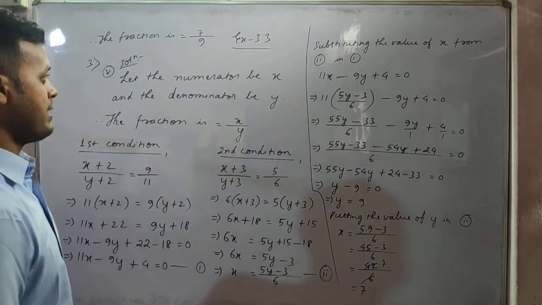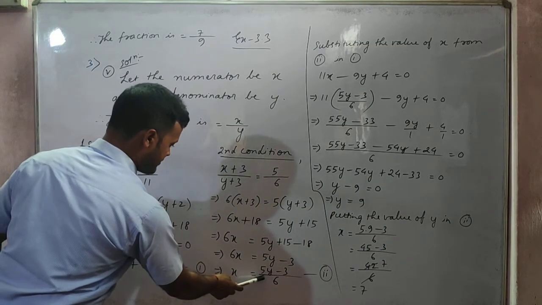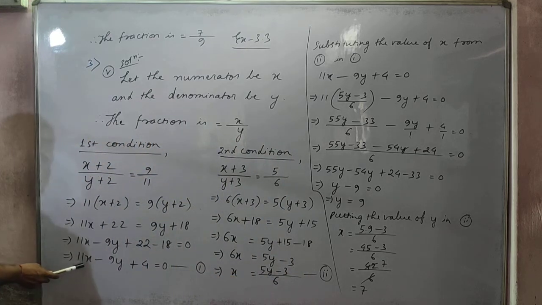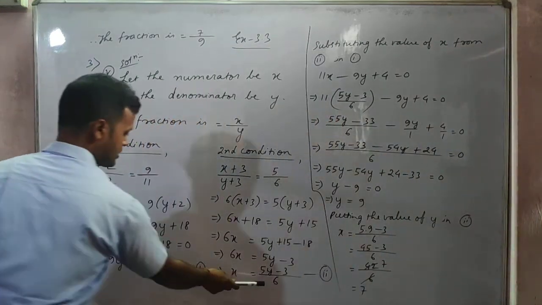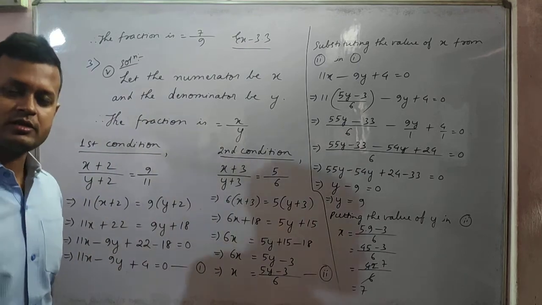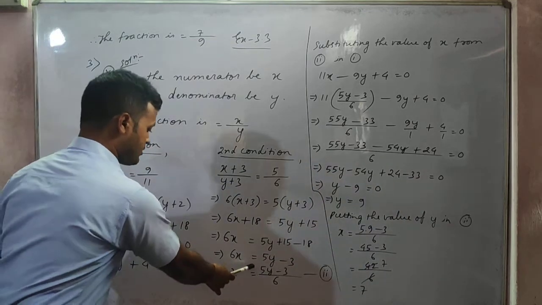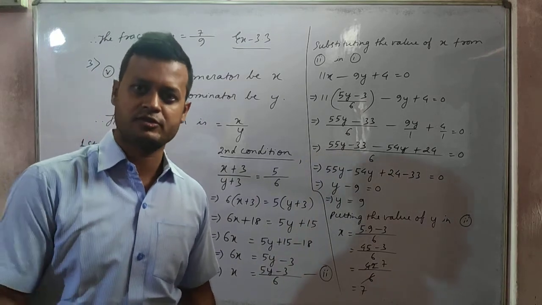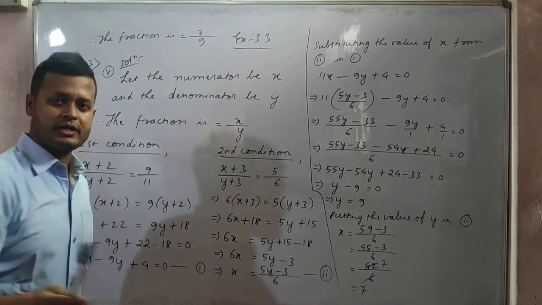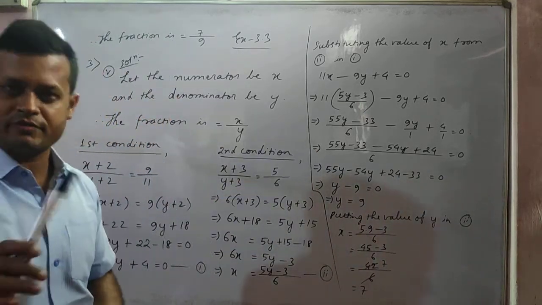Now substituting the value of x from 2 in 1. Here this is the value of x. This value of x you will take from 2 and put it here in 1, in place of x in the equation 11x minus 9y plus 4. In the substitution method, from any one of these equations I separate one variable. I have separated x here. You can separate y also, and then you put the value of y in equation 1. Understood? Any one variable you separate.